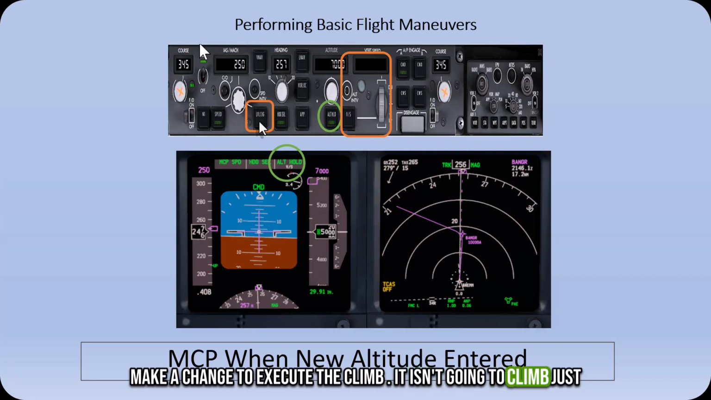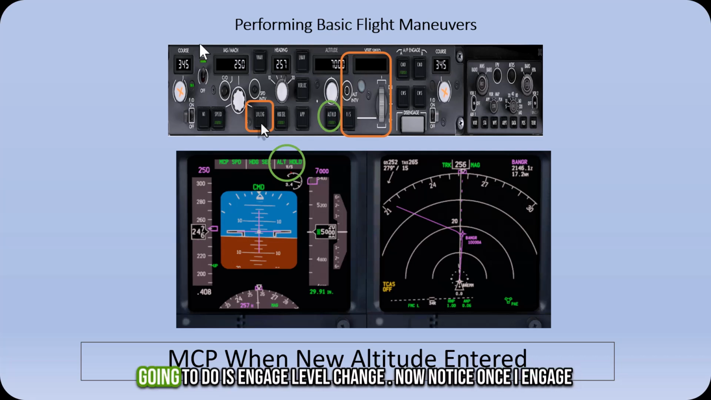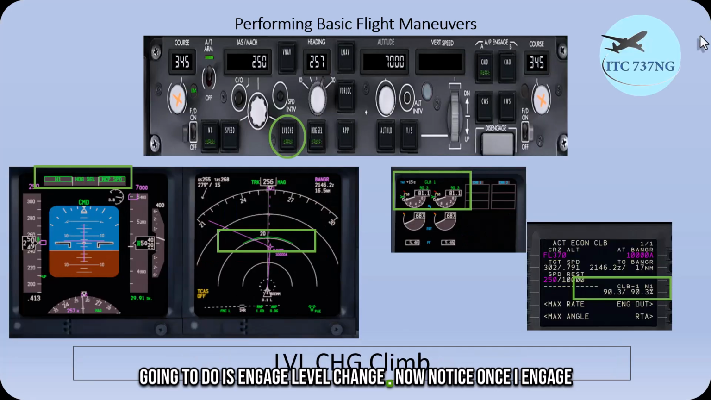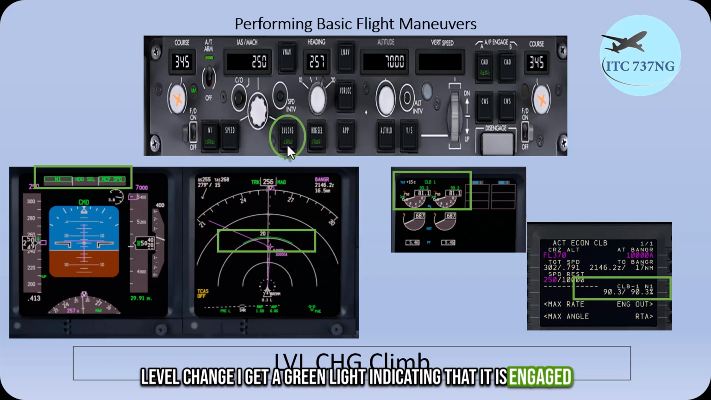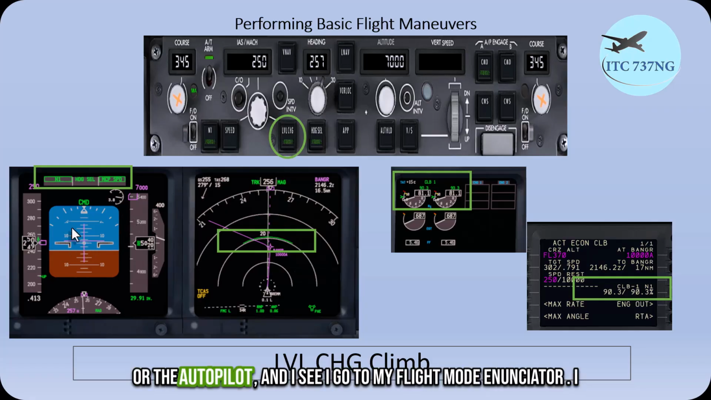It isn't going to climb just because I set it in the window. So in this case here, what we're going to do is engage level change. Now notice, once I engage level change, I get a green light indicating that it is engaged, but that's not sufficient. What I need to do is verify that the aircraft has received the command to the flight director or the autopilot, and I go to my flight mode annunciator.